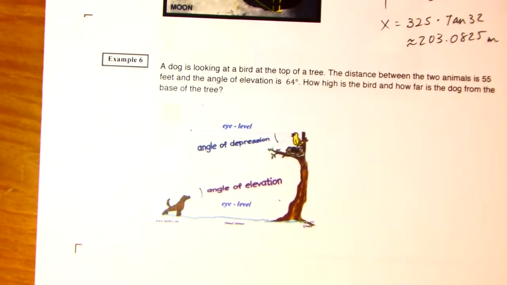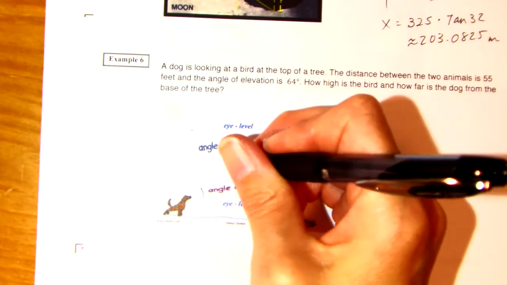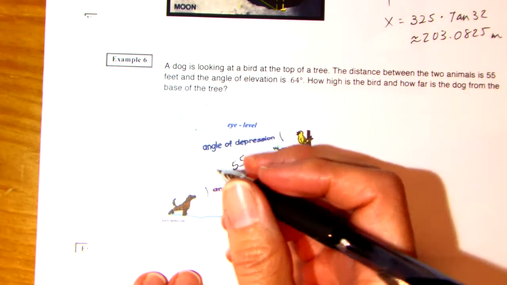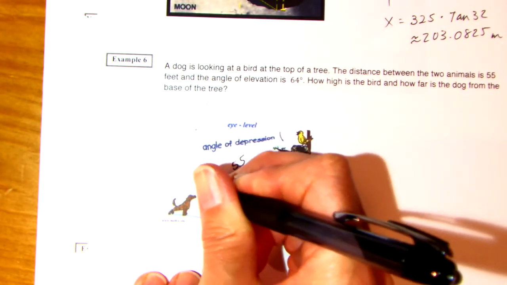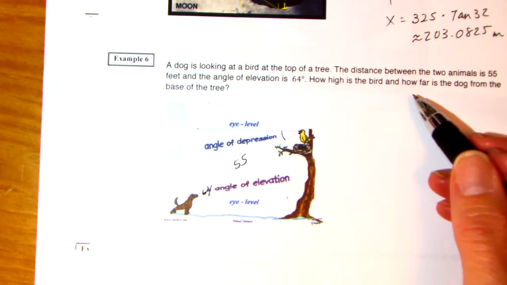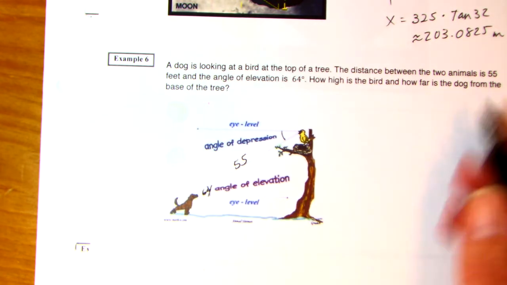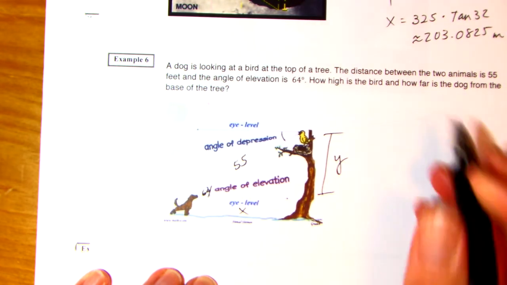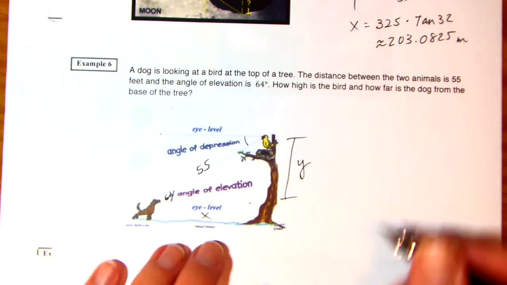Ooh, a dog. A dog is looking at a bird at the top of the tree. The distance between the two animals is 55 feet. So this is 55. And the angle of elevation is 64. So this is 64. How high is the bird and how far is the dog from the tree? So we're looking for this and we're looking for this. Okay, so two things. So let's find x first.